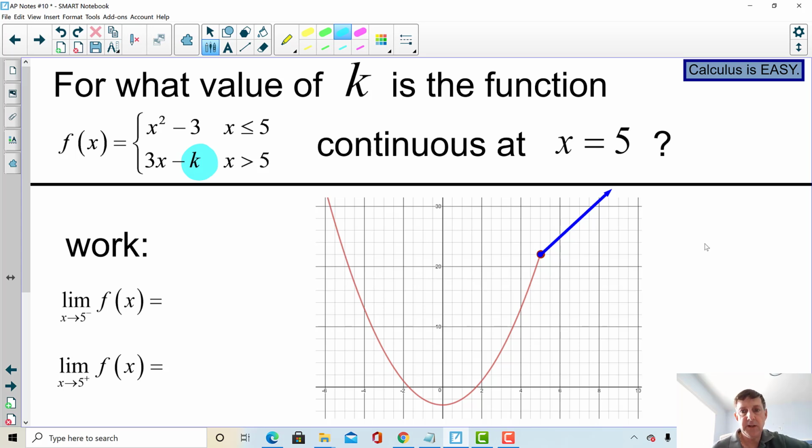So the first thing we want to do is look at the limit as x goes to 5 from the left. So it's this function on the left, and if we were to plug in our 5, we would get 25 minus 3, and that's 22.